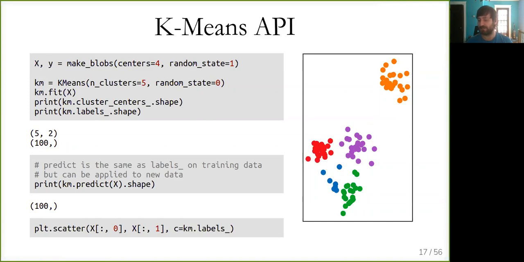And so here I'm just scattering the data together with the labels. I could also call k-means.predict, and this will give me the same as k-means.labels on the training data set. But I can also apply k-means to new data with the predict method.